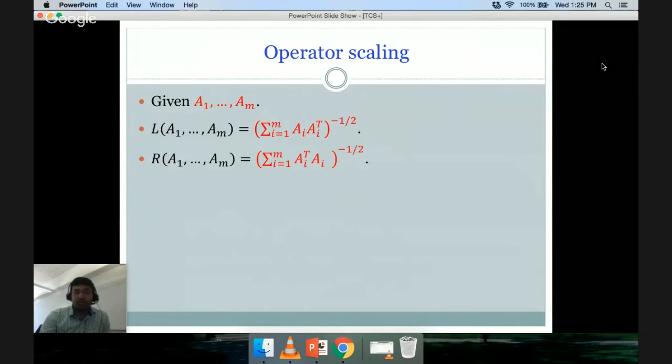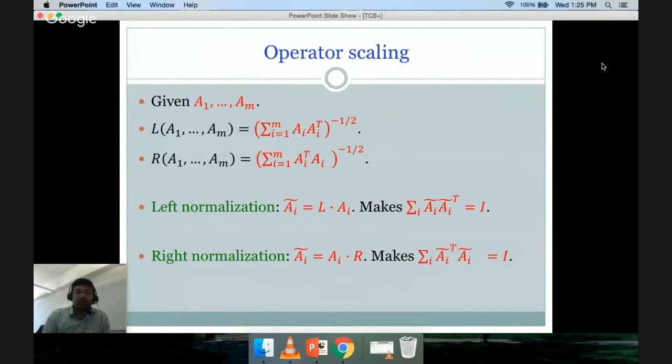And now, given these two normalizing matrices, we define two operations. The first one is called left normalization, where we multiply the A_i's on the left by the L matrix. Note that once we do this, this ensures that the summation of A_i tilde A_i tilde transpose is identity. Similarly, for right normalization we multiply on the right by the R matrix, which ensures the other condition: the summation of A_i tilde transpose A_i tilde is identity. So these are two normalizations which each ensure one of the two conditions that we wanted to satisfy.